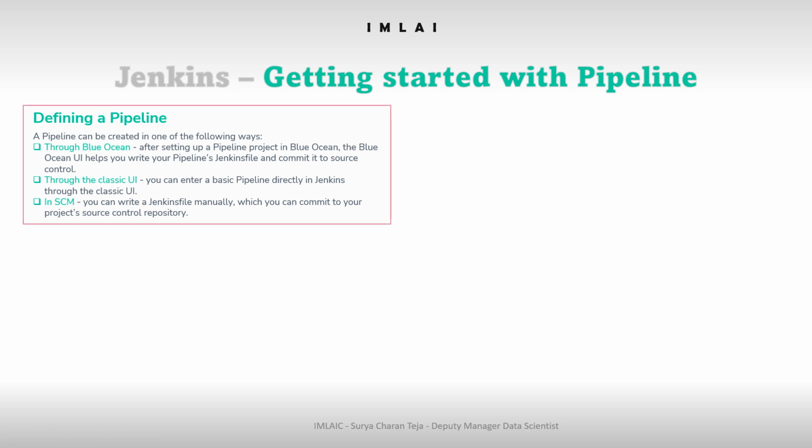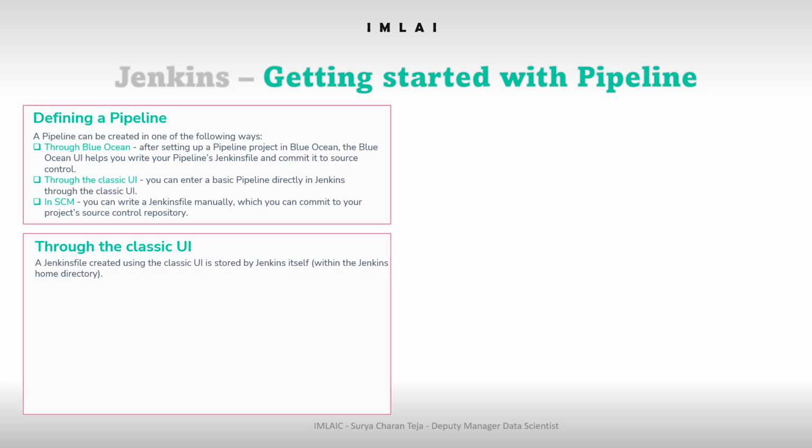So now let's take one example, that is through the classic UI. A Jenkins file created using the classic UI is stored by Jenkins itself within the Jenkins home directory. So let's take this example. It's a declarative pipeline, absolutely a declarative pipeline.